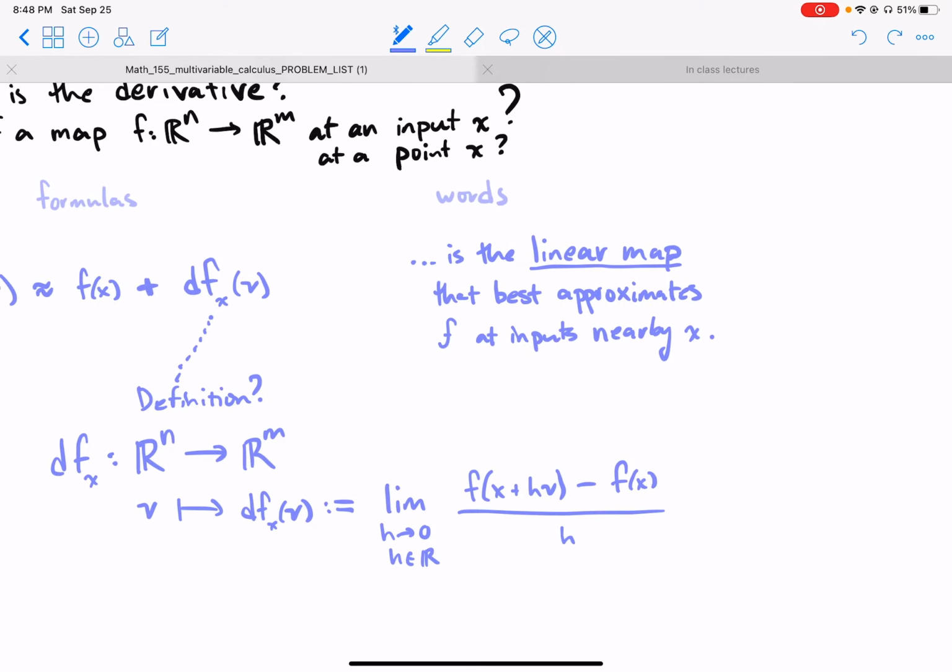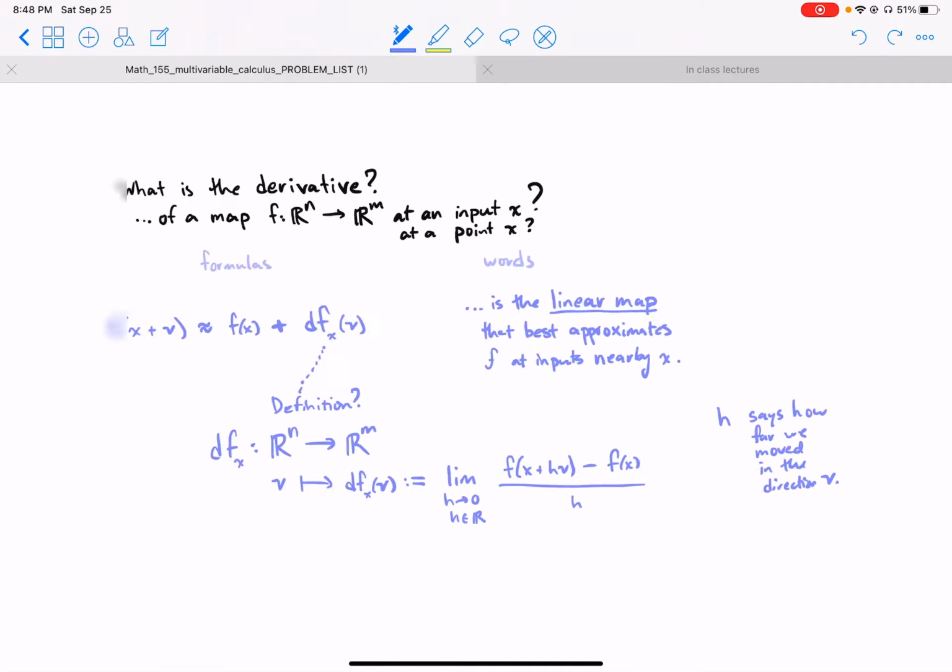which says how much did we move. So I'll say in words, h says how far we moved in the direction v, okay? At least in this limit. Now h will go to 0, so h will disappear, and that's how we're going to get the correct answer.